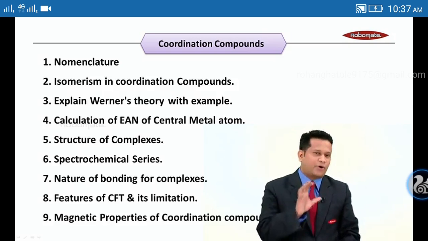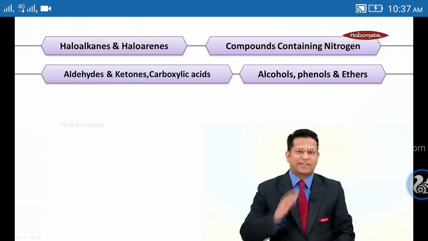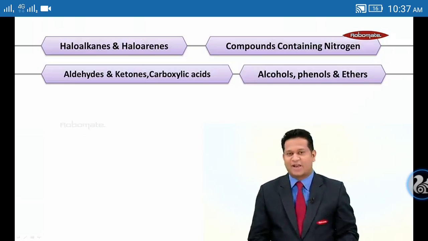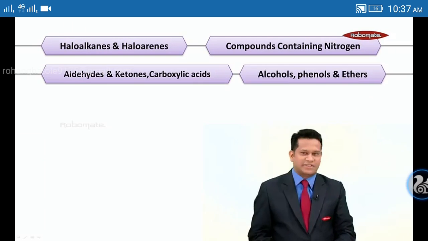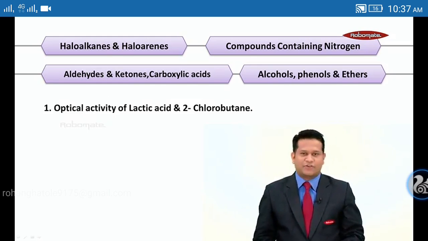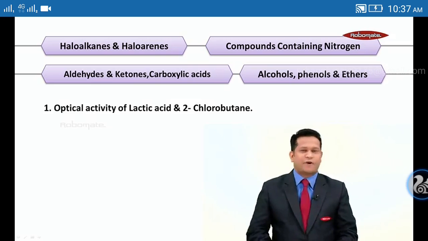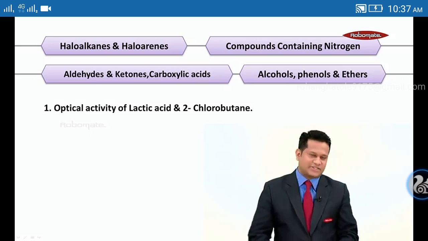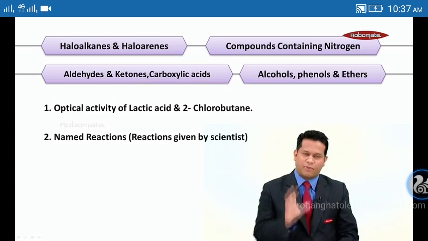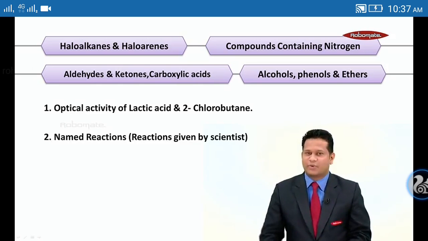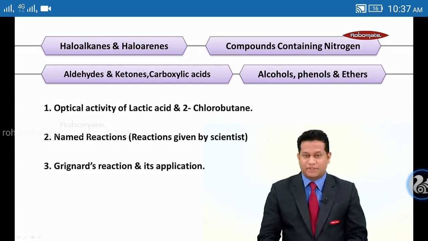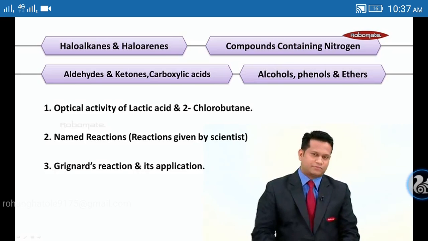Let's move ahead with the pure organic chapters like haloalkanes, haloarenes, compounds containing nitrogen, aldehyde ketones and carboxylic acids, alcohol, phenols and ether. The first and the most important question is optical activity of lactic acid and 2-chlorobutane from the chapter haloalkanes and haloarenes. The second one is all the named reaction. From all the chapters, all the named reactions are quite important. The third one is Grignard's reaction and its application is also a very important question.